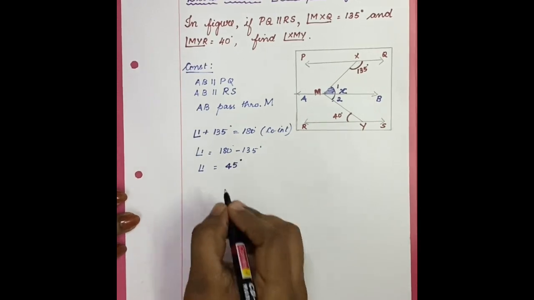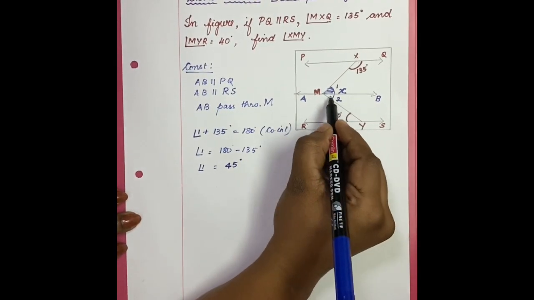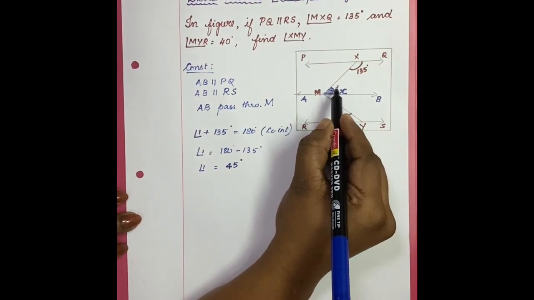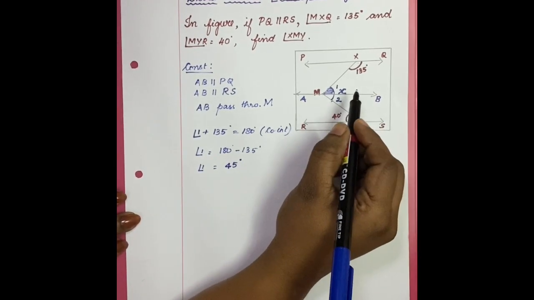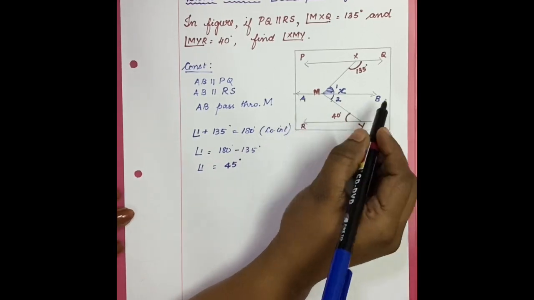Okay. Now we are going to find angle 2. If we find angle 2, adding angle 1 and angle 2 is going to give you x. So it is actually a very simple problem. If you've understood the concept, it is going to be very simple.